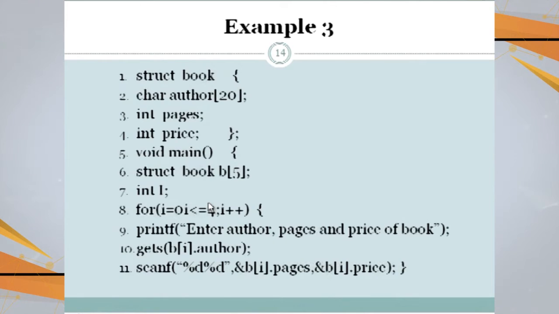In this example we have declared a structure book. There are 3 members in the structure, and then inside the main function we have created a structure array of size 5. Then a for loop is used to access each element of the structure array. i equals 0, i less than or equal to 4, enter author, pages, and price of book. First you will be asked to enter a value for b0 dot author.